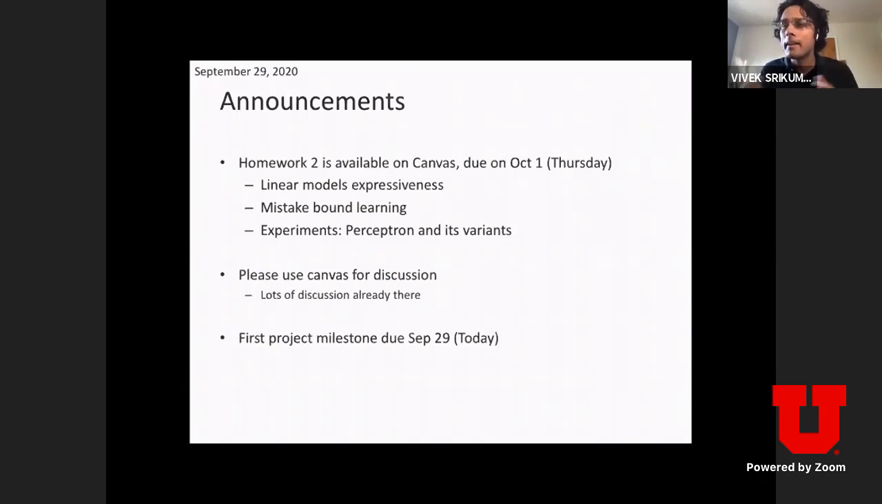So for the homework, there's another question. Did you talk about averaging the weight vector already? Yes, I spoke about it at the end of last Thursday's lecture. If you want, I can revisit it. Today, in fact, I will start off by revisiting that. And if you have any questions about that, you can ask. Are there any other questions?